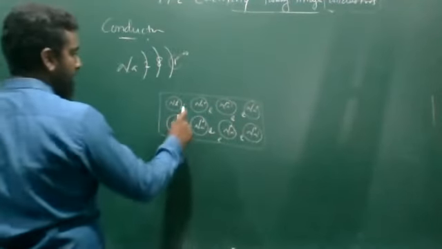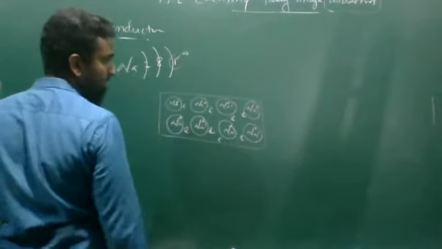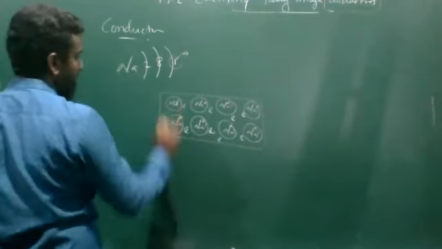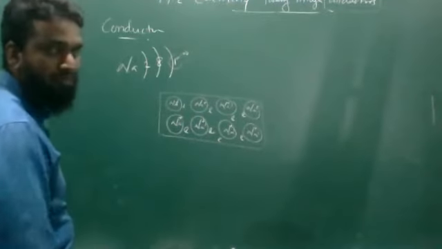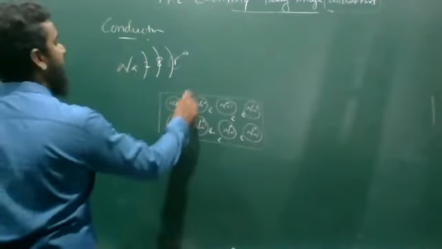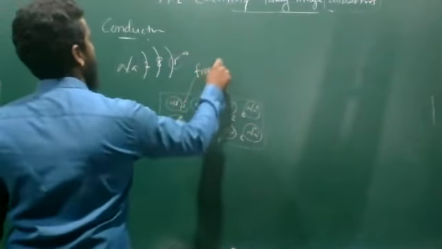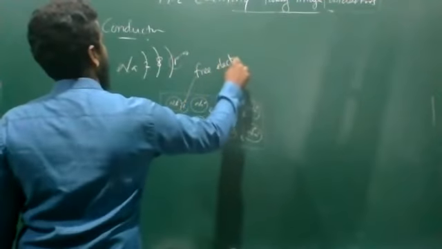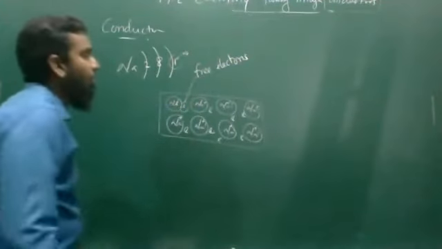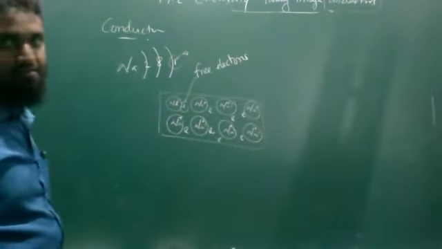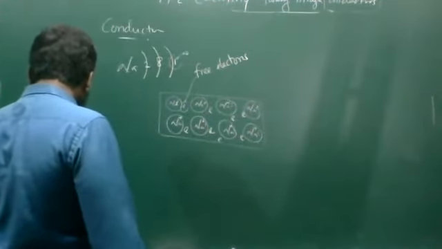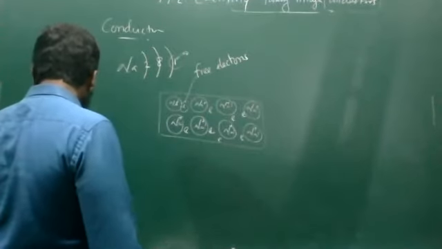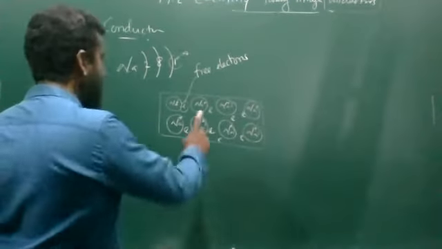Now, this electron is not bound with the sodium atom. It's very free. We are calling these free electrons. Keep this in your mind. I'll explain another idea to help you understand what current electricity is.